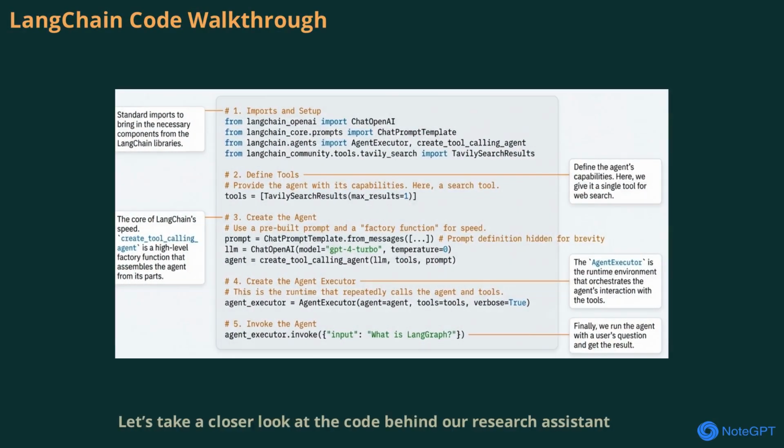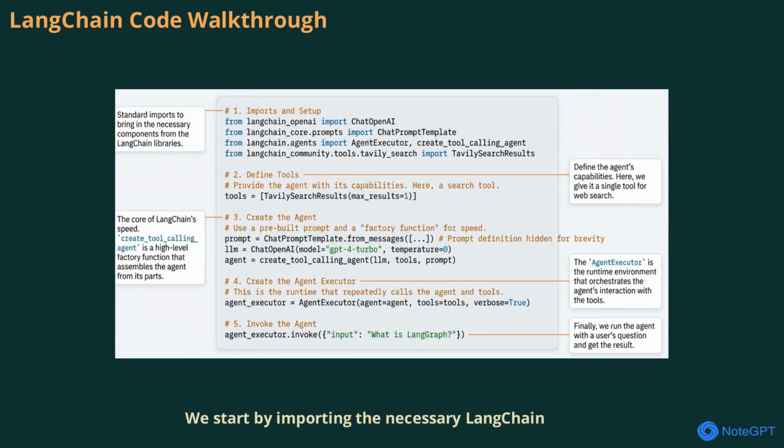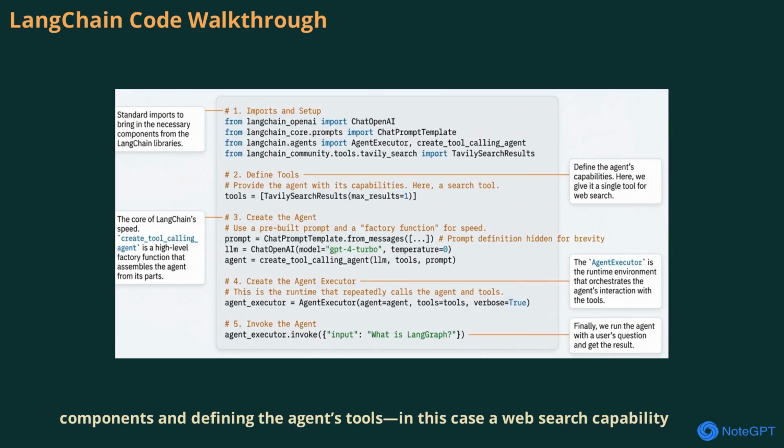Let's take a closer look at the code behind our research assistant. We start by importing the necessary LangChain components and defining the agent's tools, in this case, a web search capability. Using a factory function, we assemble the agent with a pre-built prompt and connect it to the Agent Executor. This runtime environment manages the agent's interactions, repeatedly invoking the agent and its tools as needed. Finally, we run the agent with a user's question and receive the result, demonstrating the end-to-end workflow in action.